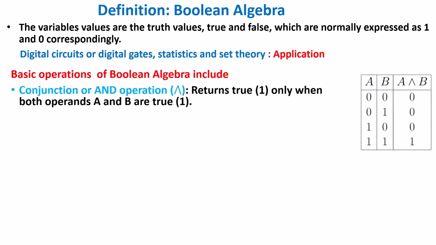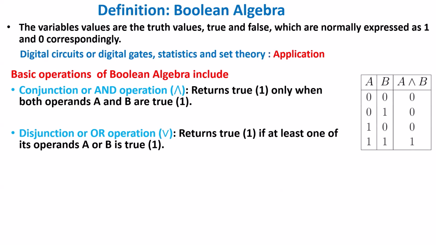Basic operations of Boolean algebra include conjunction or AND operation. The AND operation is a fundamental operation in Boolean algebra that returns true, 1, only when both operands A and B are true. In other words, it is true if and only if both inputs are true. If we look at the table, we will see that the AND operator only returns true, that is 1, when both A and B are true, or 1.